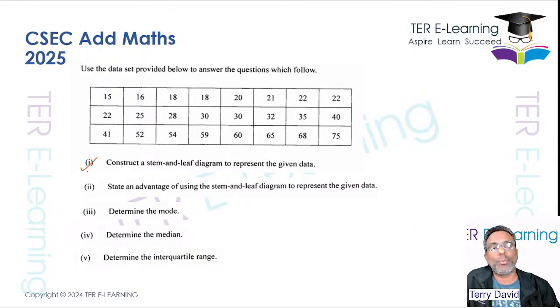So the first part, we want to construct a stem and leaf diagram for this, right? When you look at the data and you want to construct a stem and leaf, look at the smallest data and then look at the largest data. So you're going from 15 to 75, right? Let me get a blank sheet here.